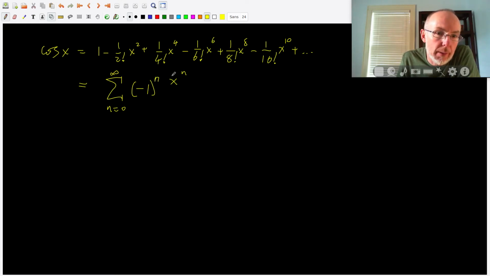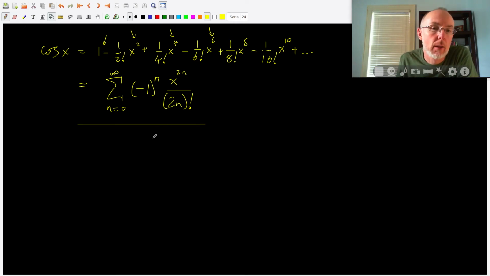Minus 1 to the 0 is going to give us 1. But I'm only getting the positive numbers here, right? x to the 0, x squared, x to the 4, x to the 6. So I'm going to put a factor of 2 there. So then when n is 0, I'm going to get x to the 0. When n is 1, I'm going to get x squared. When n is 2, I'm going to get x to the 4. So I need this 2n there to only get the even powers of x. And I need to balance that with the denominator here, which is also the same number. So 2n factorial: 0 factorial, 2 factorial, 4 factorial, 6 factorial. This will produce it. So there's our nth term for cosine.